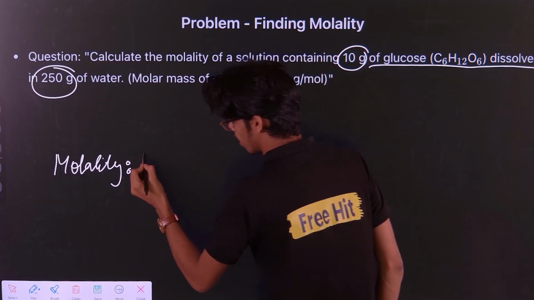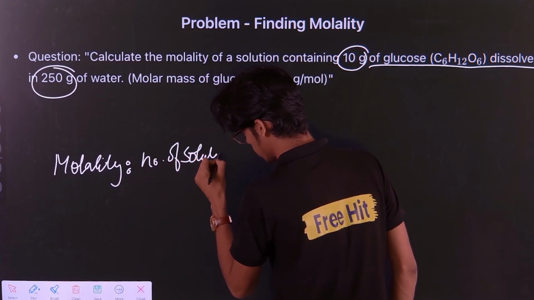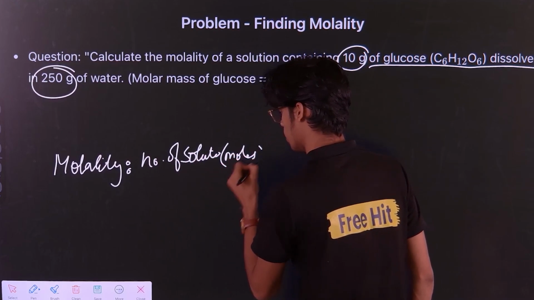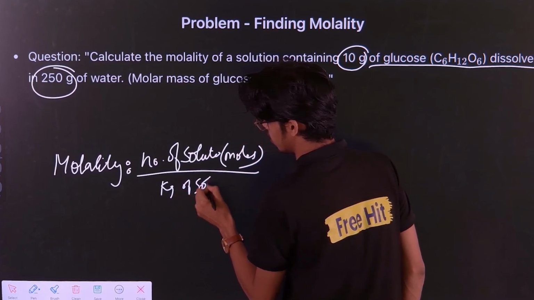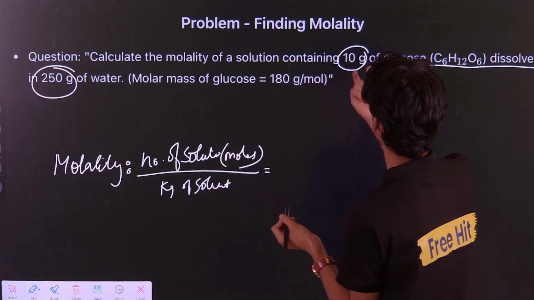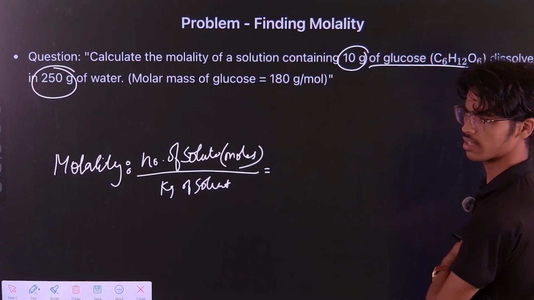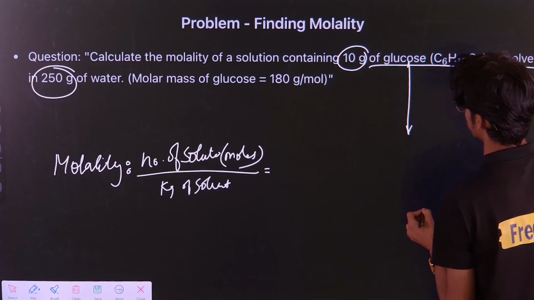Molality is the number of moles of solute per kg of solvent, per unit mass of solvent. So how many moles of solute are there? 10 gram of glucose is there. It means glucose is the solute, right? And what is the mass of glucose? Tell me, what is the molar mass of glucose?